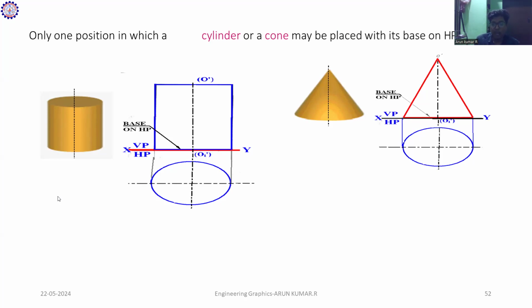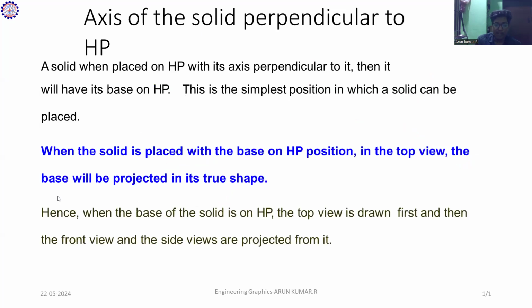That is why we first draw the top view of the given solid, as mentioned in the previous slide, highlighted in blue. When the solid is placed on HP, the base is projected in its true shape in the top view. Hence, when the base of the solid is on HP, the top view is drawn first, and then the front view is projected from it. These are the main points.